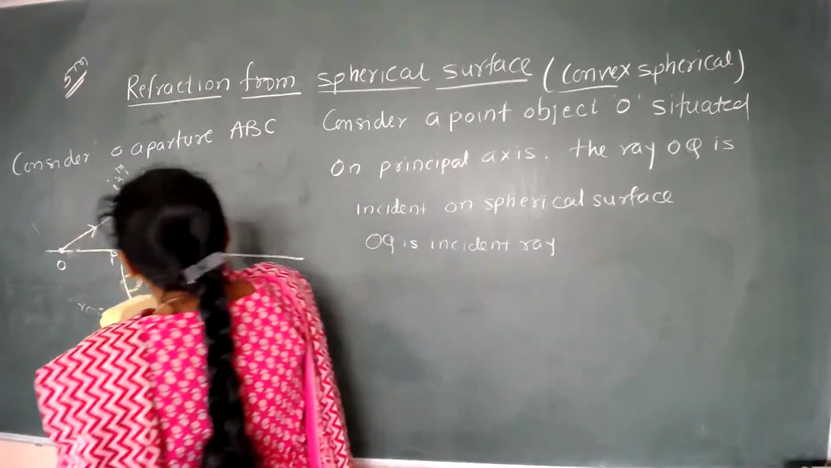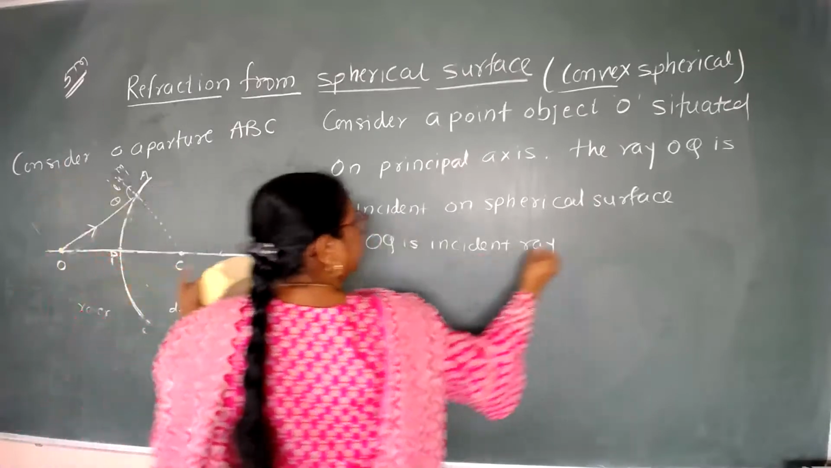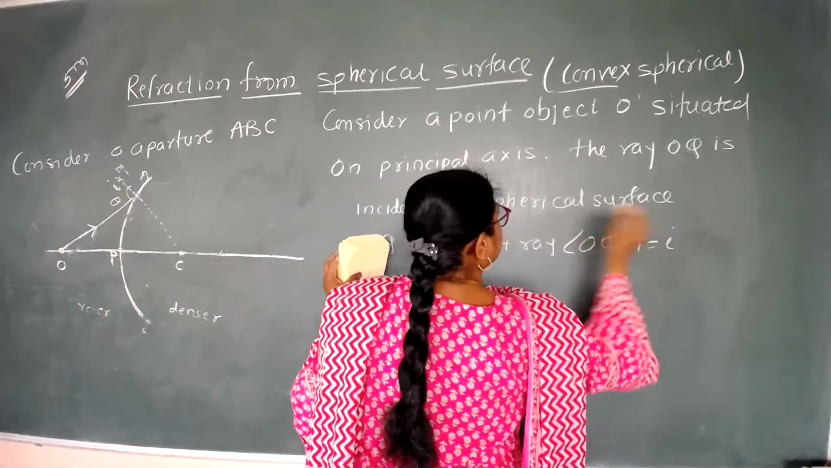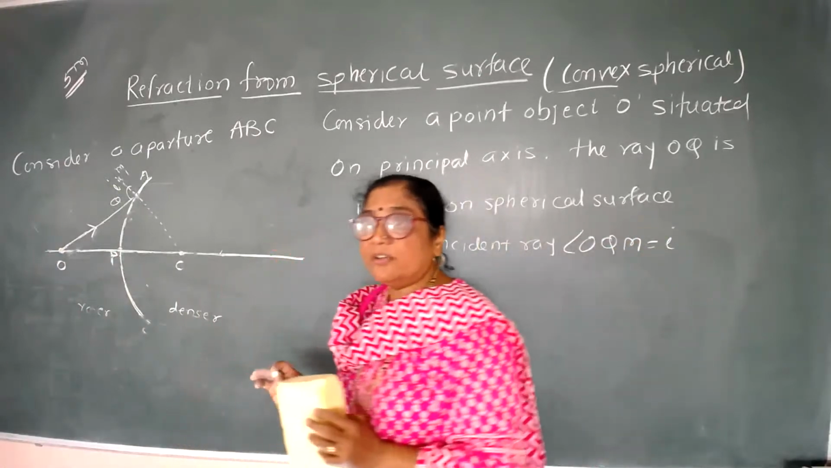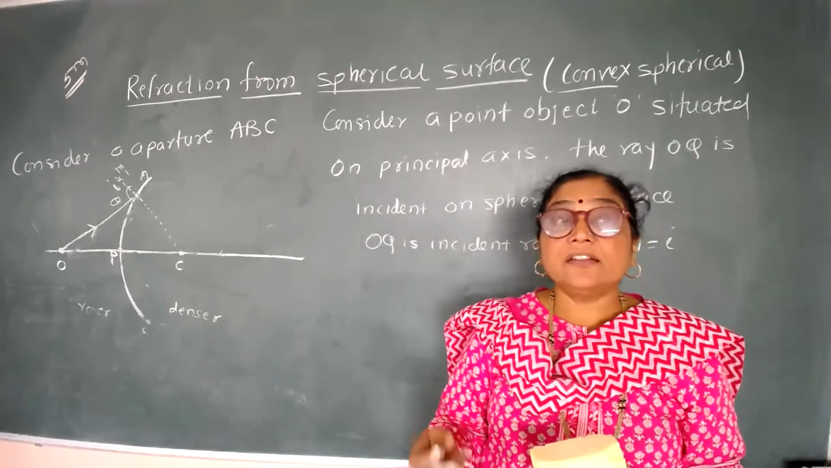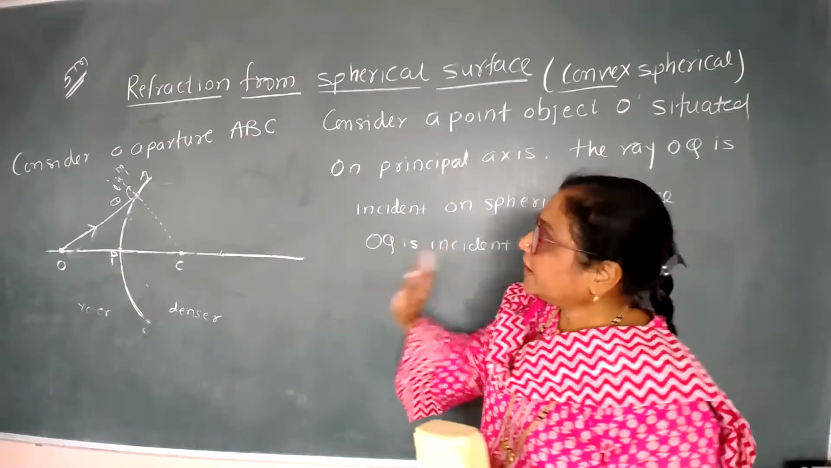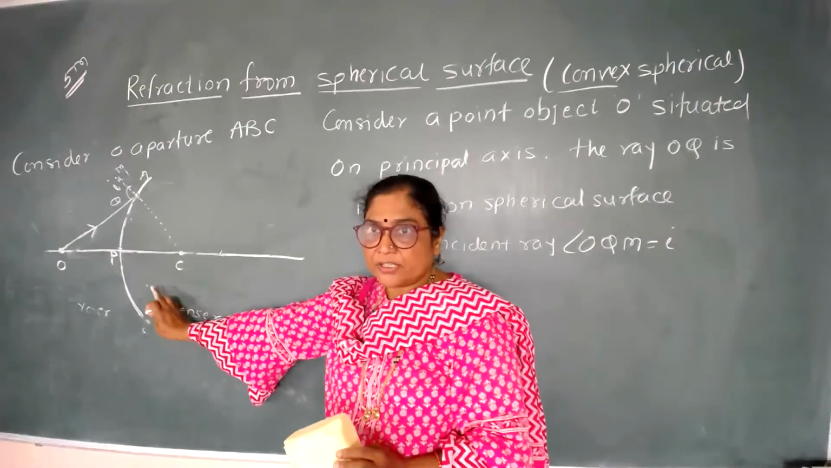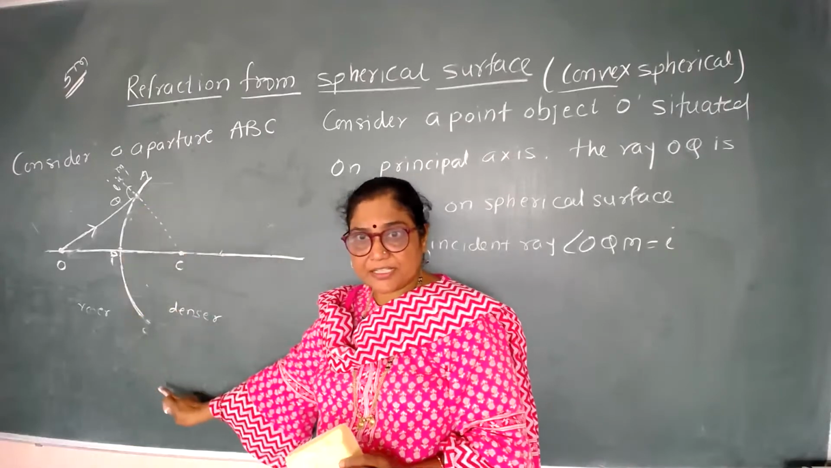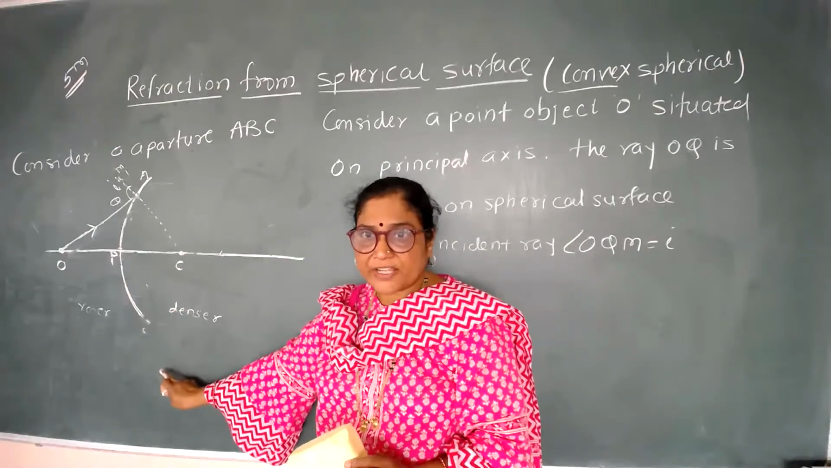So the angle OQM is equal to the incident angle I. The angle found between the incident ray and the normal ray is known as the incident angle. Have you understood till here? Till now, what have we considered? Consider a spherical surface. Which spherical surface is this? Convex spherical surface.